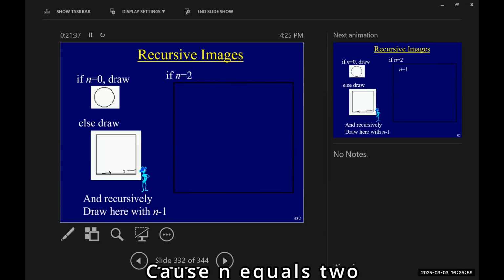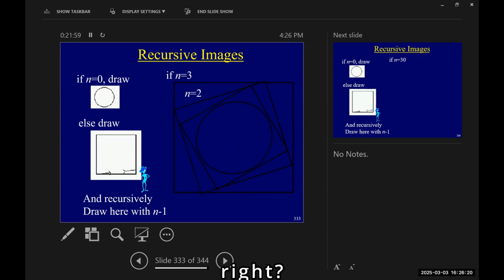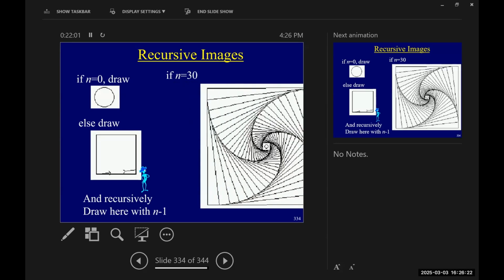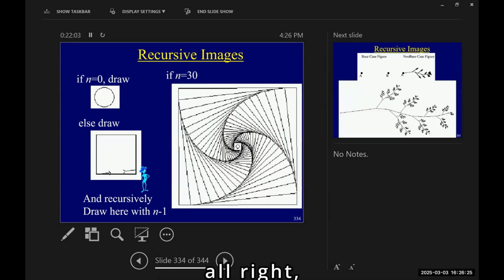Because n equals 2 is the square with, see this thing here, it takes the n minus 1 picture and it shrinks it slightly and it rotates it slightly, right? So we shrink it slightly and we rotate it slightly, right? So this is n equals 2, and then n equals 3, right? And n equals 30. All right, everybody get that? It's kind of fun. I mean, you've seen this kind of stuff before.